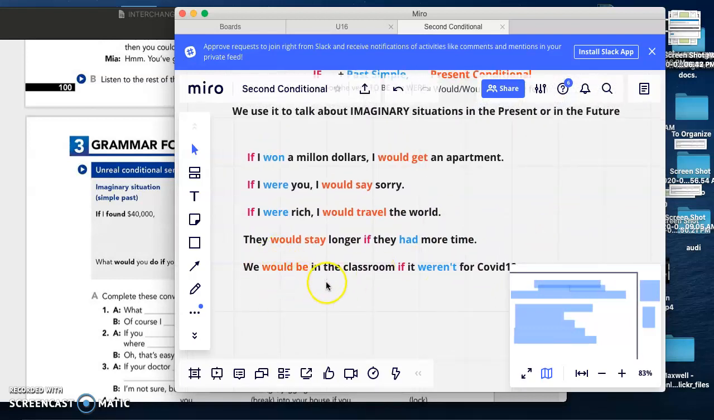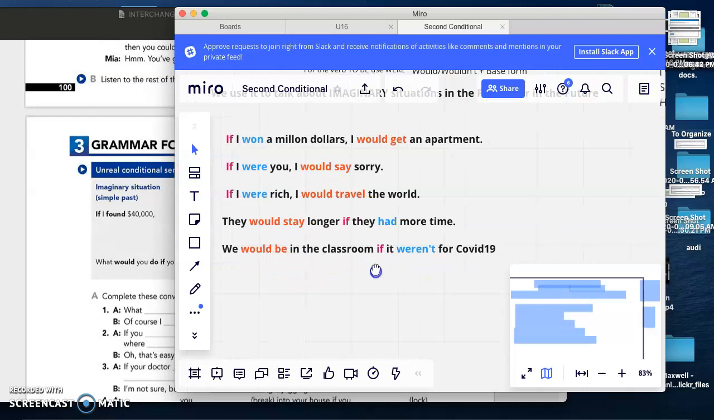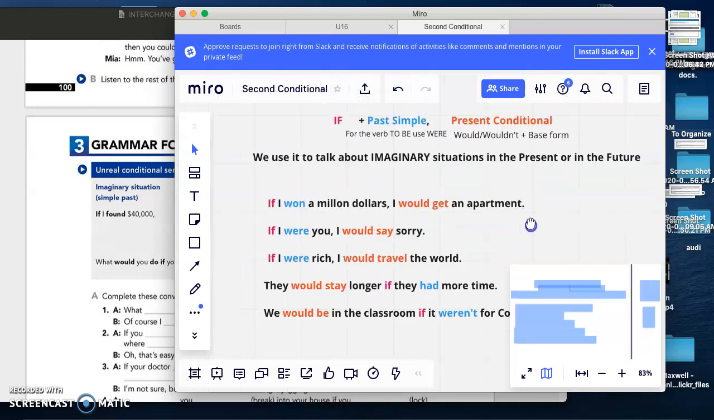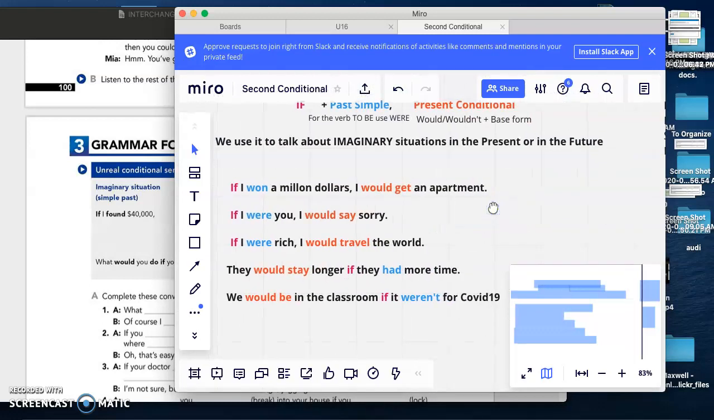We would be in the classroom if it weren't for COVID-19. So basically, in these statements, we are talking about imaginary situations, again, things that are not true, but that I am picturing in my head.